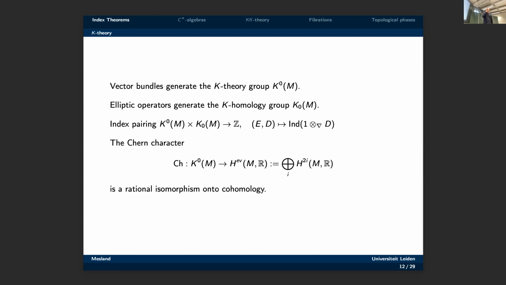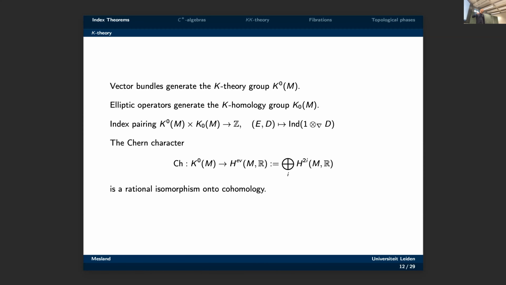And now we can build from vector bundles a group by just taking direct sums of them and then formally adding inverses. So we just add the negatives. And we use some equivalence relation induced by basically isomorphism of vector bundles. Then we get what we call K0 of M. That's, at least in certain communities of mathematicians, quite a familiar construction.